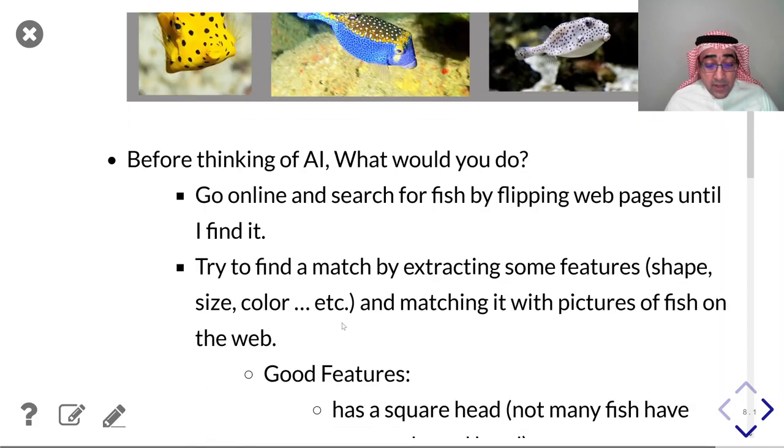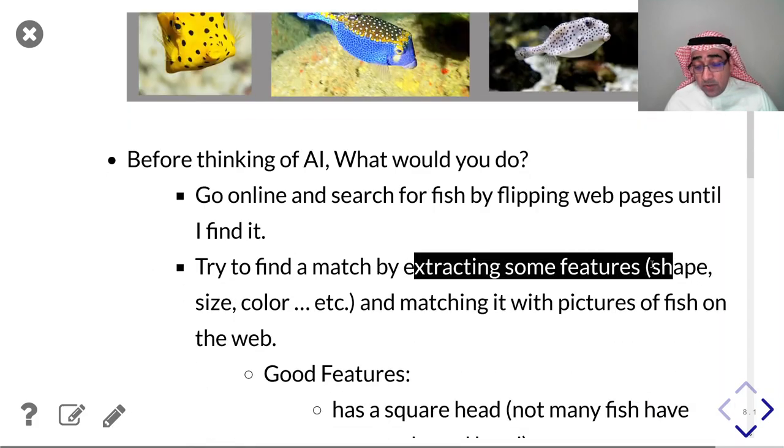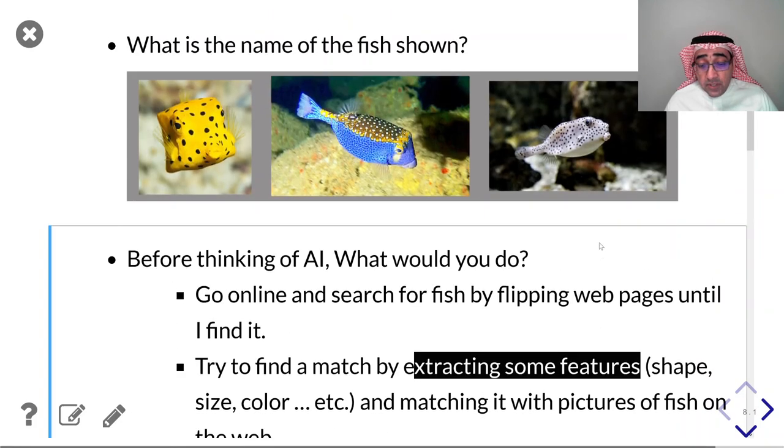So we'll try to find a match. What we do is we extract features. We basically look at the picture and say, okay, let's extract features. Now, there are good features for extraction and there are bad features for extraction. A bad feature for extraction, for example, for this fish, would be that it lives in water, or that it always exists in places that have light.